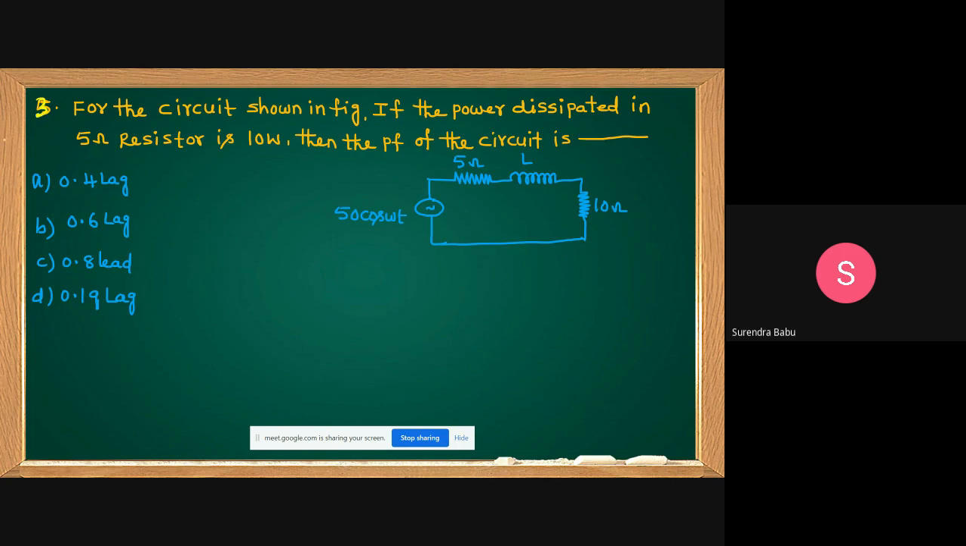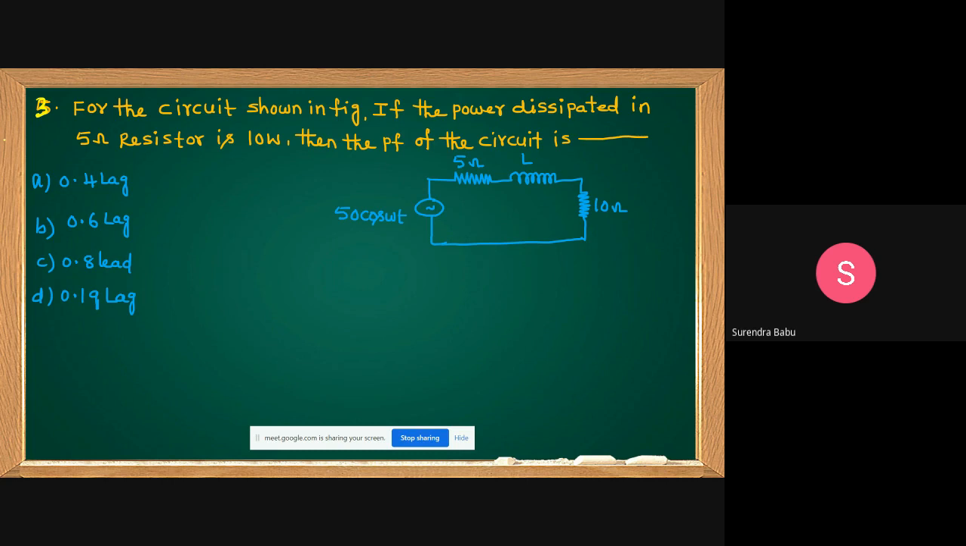For the circuit shown in figure, if the power dissipated in the 5 ohm resistor is 10 watts, then the power factor of the circuit is? This is also a previous computer exam question. Come on, students, respond. If the power dissipated in the 5 ohm resistor is 10 watts, then what is the power factor?